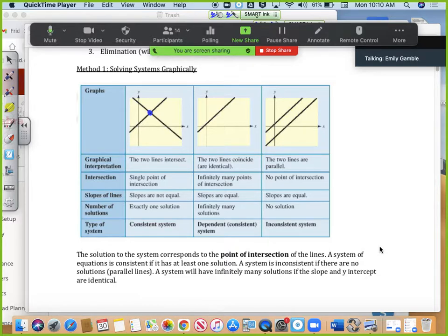The third thing that can happen is that these two lines are parallel, which means that they have the same slopes and different y-intercepts. There is no point of intersection for a system of equations with parallel lines because they never, ever, ever cross. And the whole point in doing this is finding that solution point where they do cross. So when you have something like this, that means there is no solution. This is called an inconsistent system.